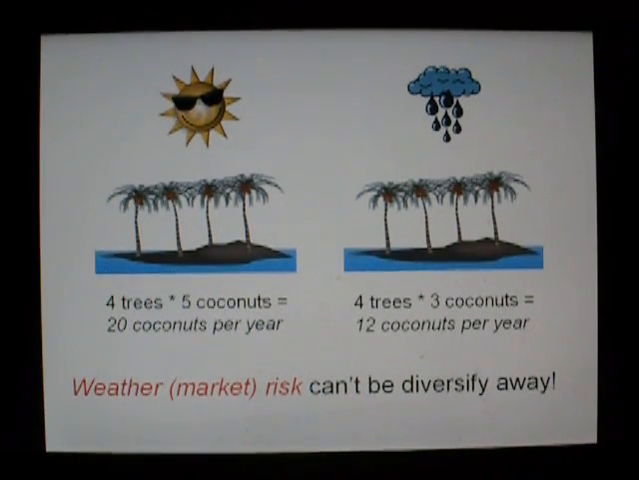Diversification worked for bird risk, but it does not work here. The fundamental difference is that here, the total production in the world is affected by the weather. If the conditions of the market are bad, you are going to be bad, no matter what, and vice versa.